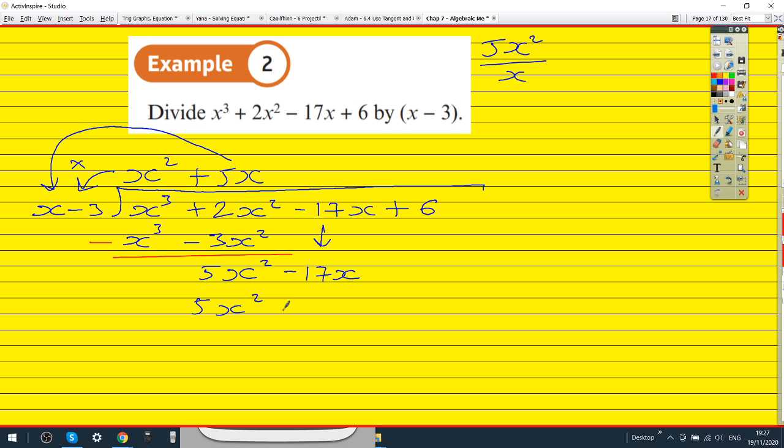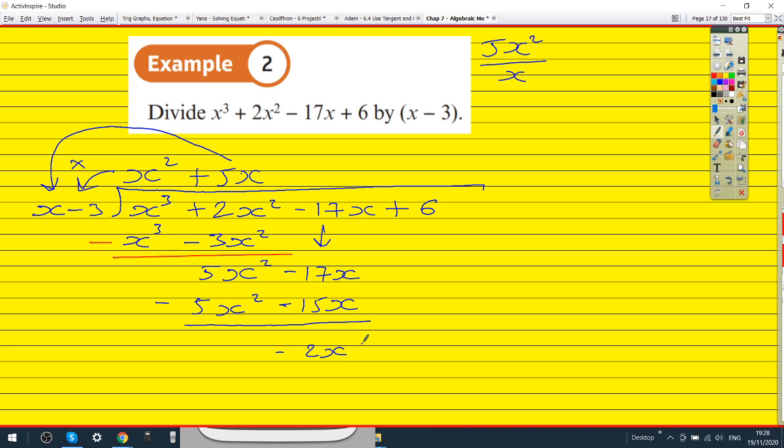And minus 17x. 5x times minus 3, minus 15x. And then you take away. So the 5x squared both cancel out. So you get minus 2x.